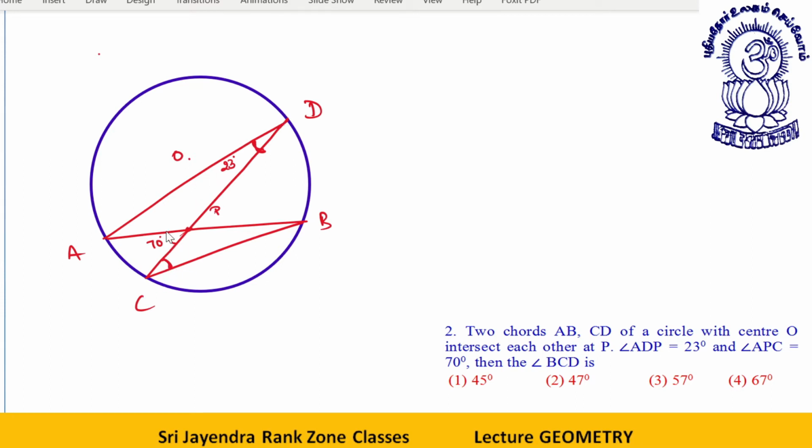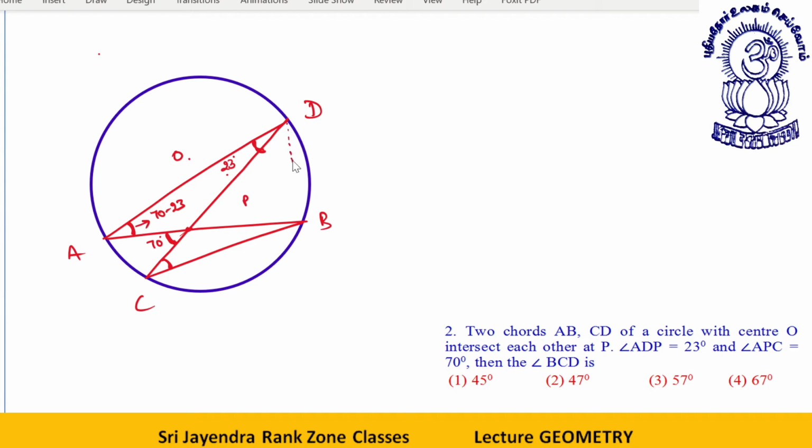Now what will happen, dear students, is we have this angle of 23 degrees. This is the exterior angle of the triangle, so this exterior angle will be equal to 23 plus this angle. Therefore, this angle is 70 minus 23, which is 47.